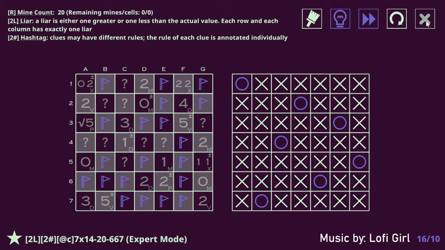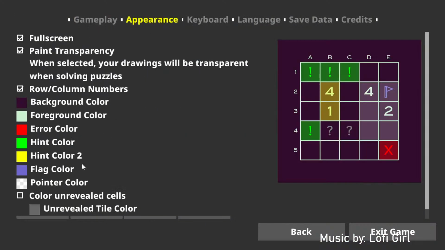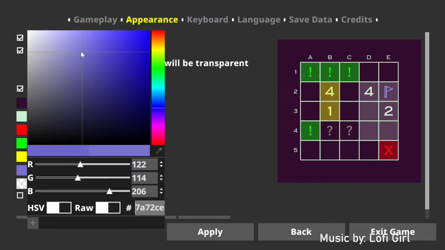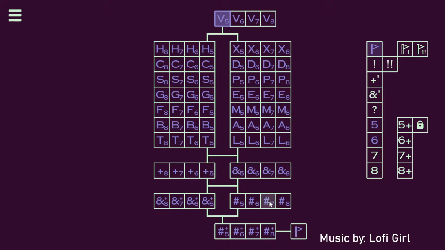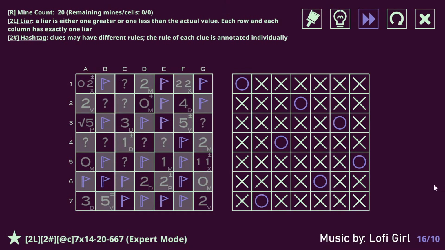Okay, I might want to make the mine color a little bit brighter. Let's see. Actually, is that worse? I don't think it makes a difference. Oh well.